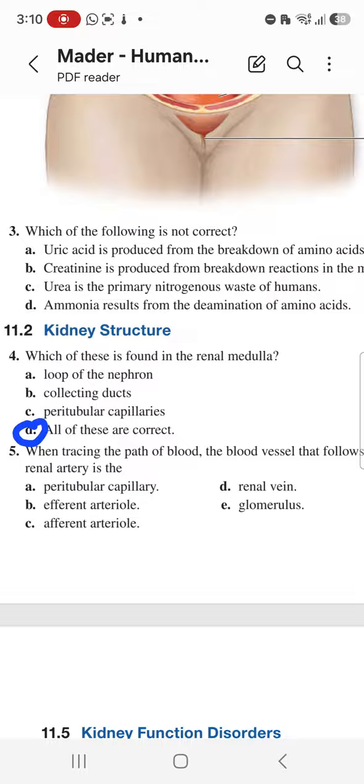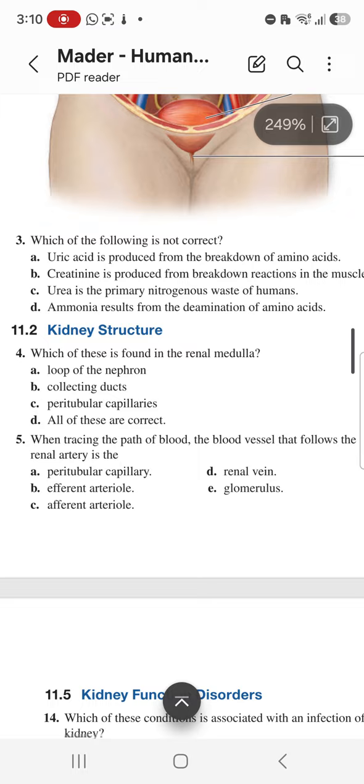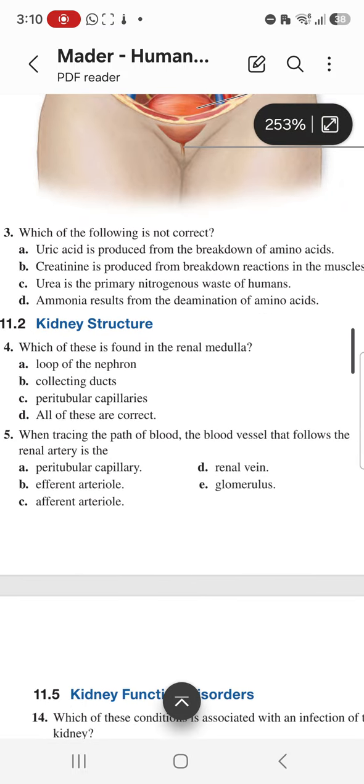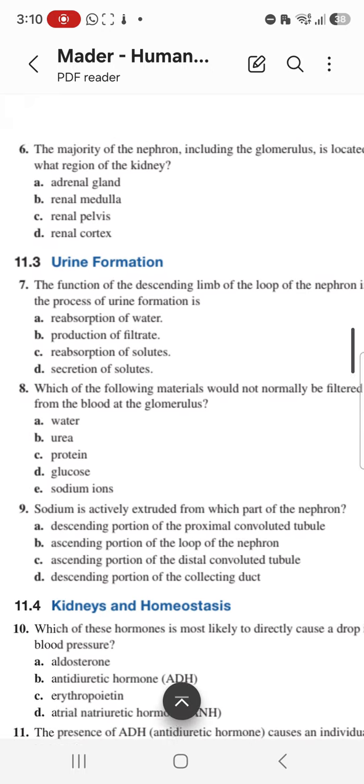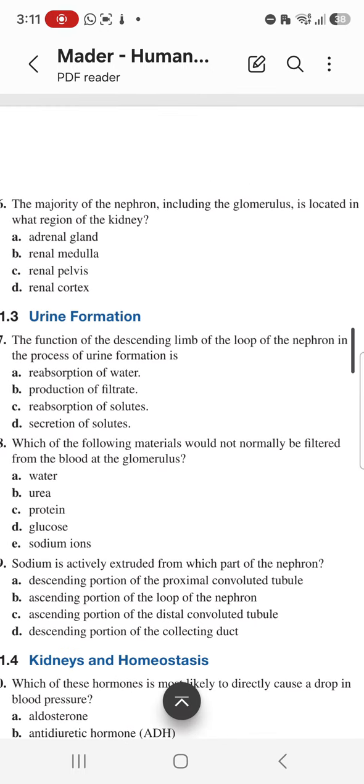Question number 5, when tracing the path of blood, the blood vessel that follows the renal artery is, so after the renal artery, it is the efferent arteriole. Coming to question number 6, the majority of the nephron, including the glomerulus, is located in what region of the kidney? So I just said that the majority are located in the renal cortex.